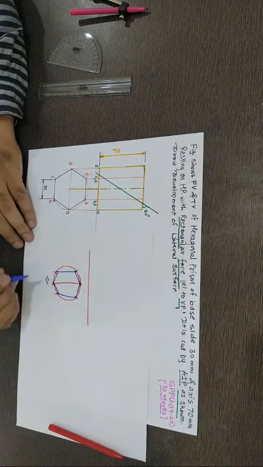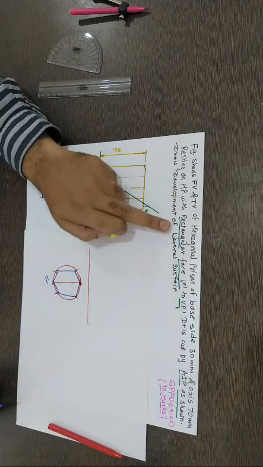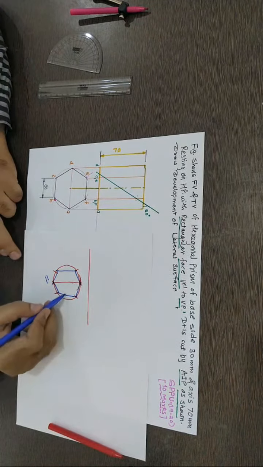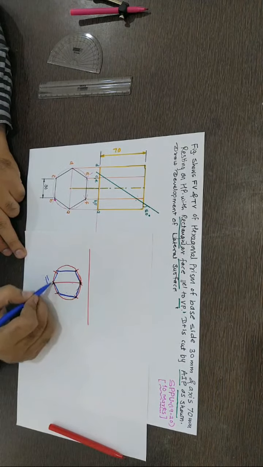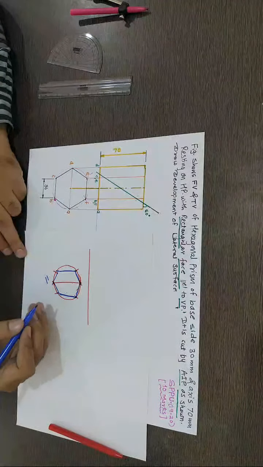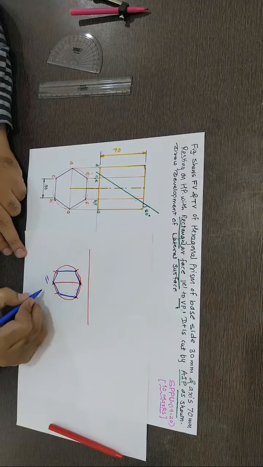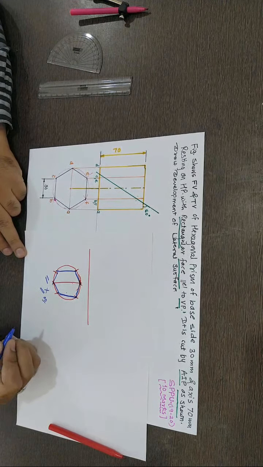In this case and this case, what is the difference? It is mentioned that a rectangular face is parallel to VP. In all those cases, none of the faces is parallel to VP. We want one face to be parallel to VP. So for the given problem, you cannot draw this position of the hexagon. Clear?